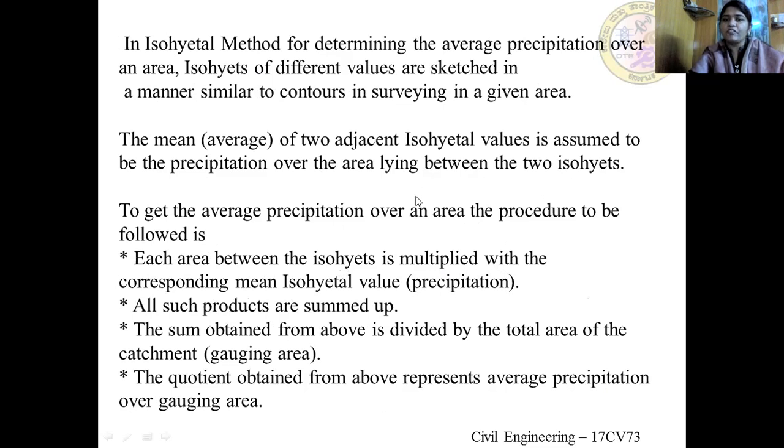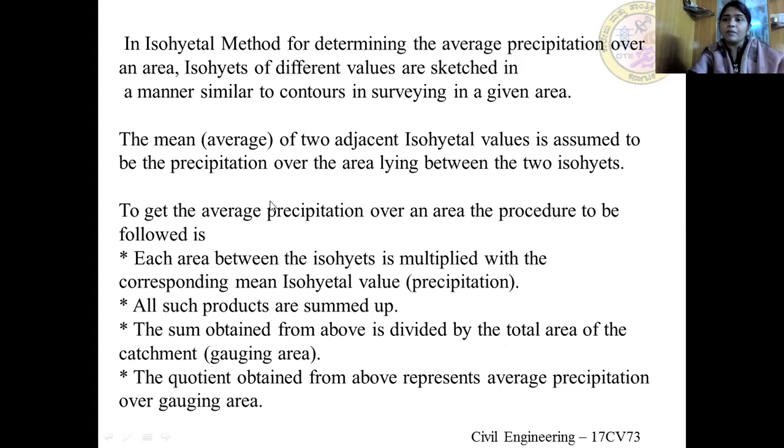So if it is given 15 to 20 as your isoheightal area, then we say 15 plus 20 divided by 2 will give that mean. So that becomes our isoheightal value. All such products are summed up, and the sum obtained is divided by the total area of the catchment, and the quotient obtained represents the average precipitation over the gauging area. So in this way, we determine the average precipitation.